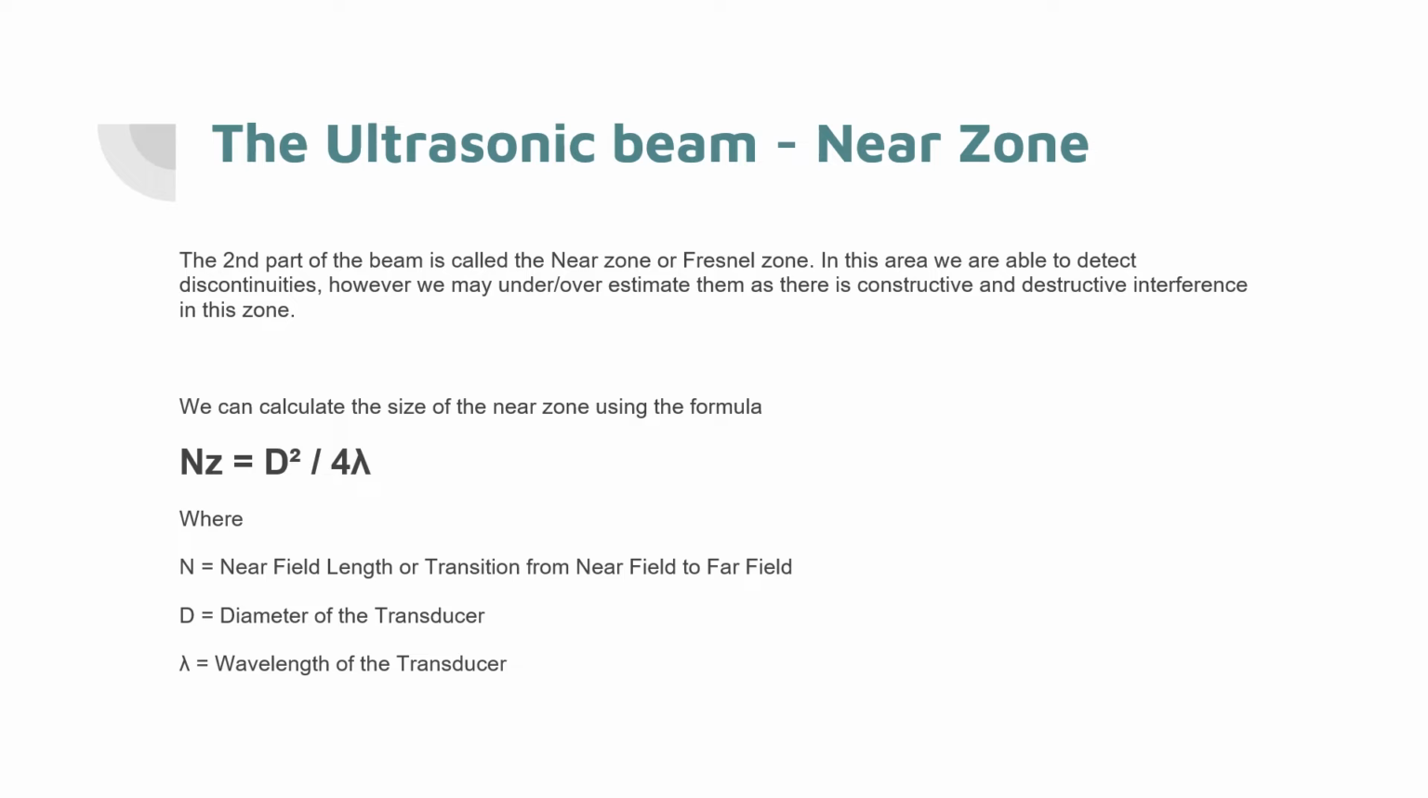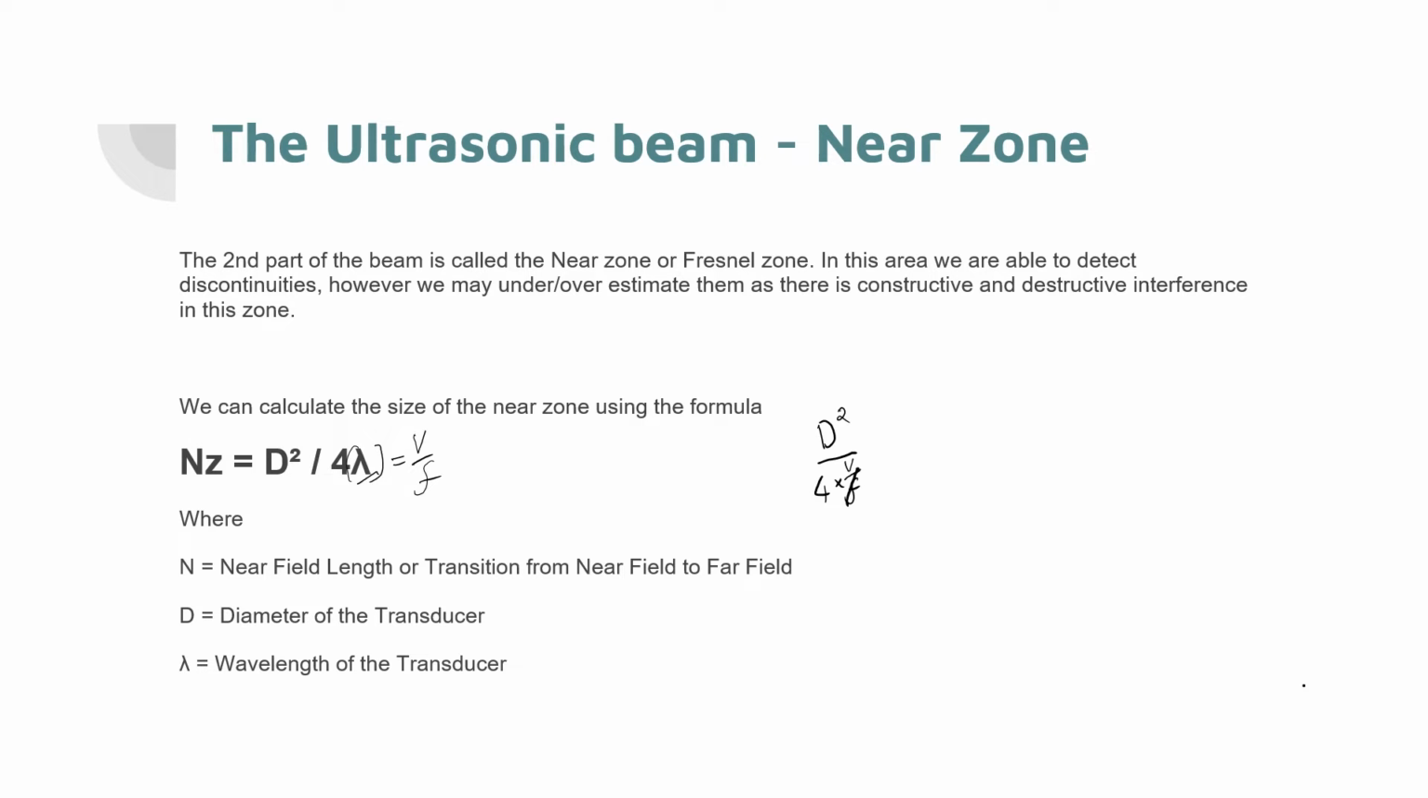The interesting thing is that the size of the near zone can actually be calculated, and we have a formula for it. It's pretty simple. The size of the near zone is the square of the diameter of the transducer over the wavelength. Now, the wavelength, if we remember, is equal to v over f, velocity over frequency. So we can also write this formula as diameter squared over 4 multiplied by velocity over frequency.